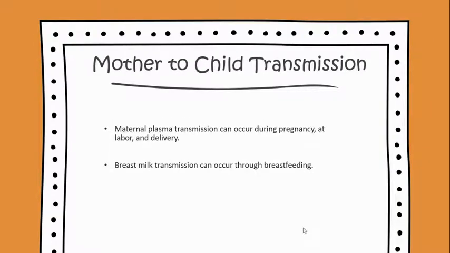Mother to child transmission: maternal plasma transmission can occur during pregnancy, at labor, and delivery. Breast milk transmission can occur through breastfeeding.